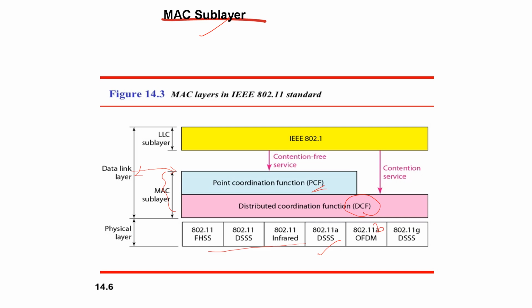In the case of the distributed coordination function, this is the compulsory layer, and PCF is optional, and it is optional in the case of ad hoc networks. In DCF we are using CSMA/CA as the multiple access protocol, because carrier sensing is possible, but collision detection is not possible in the case of Wi-Fi. So collision avoidance is the only solution for Wi-Fi networks.